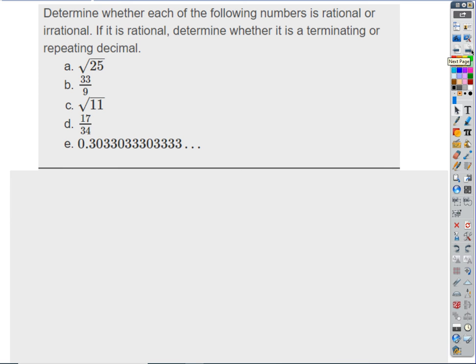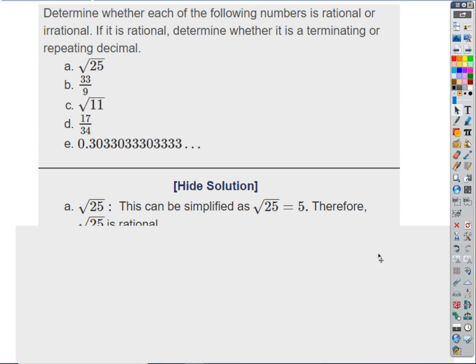Okay. What about these? Rational or irrational? Rational. Square root of 25 reduces or simplifies to just 5, doesn't it? So as a decimal, it's 5. 33/9, rational or irrational? It's a fraction. It's rational, isn't it? That one's an easy one.